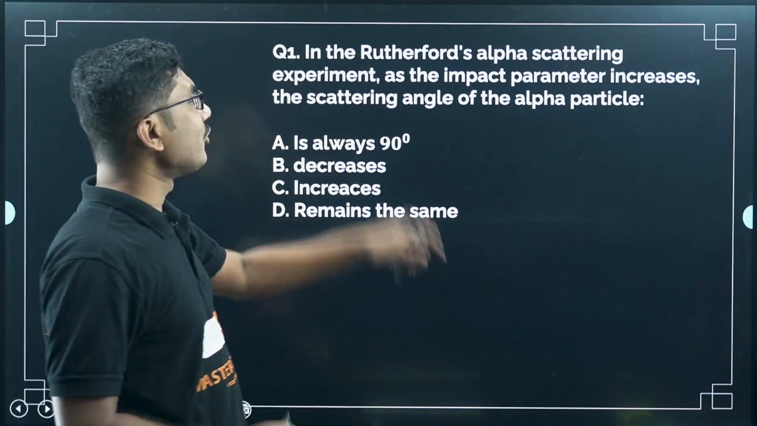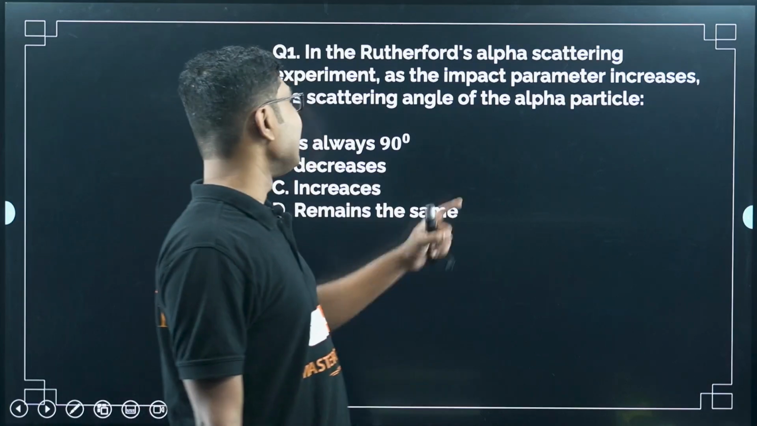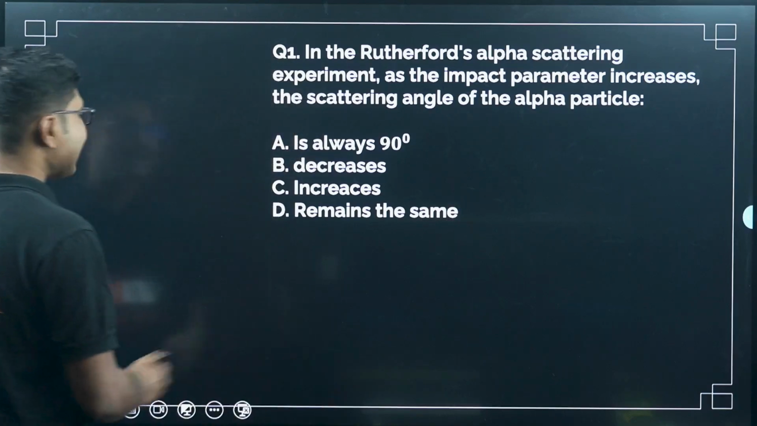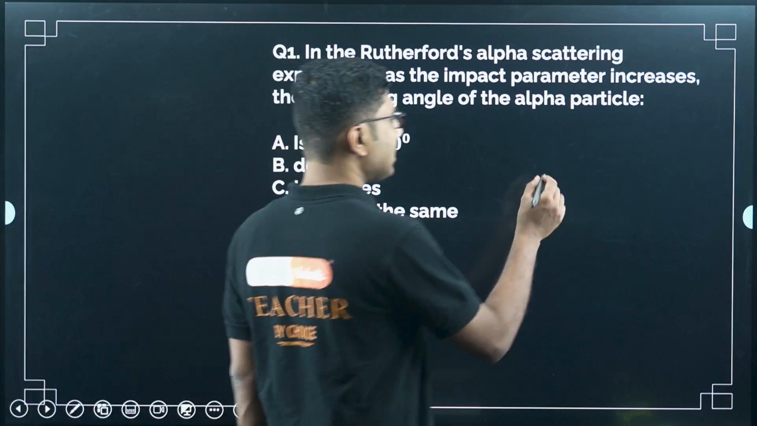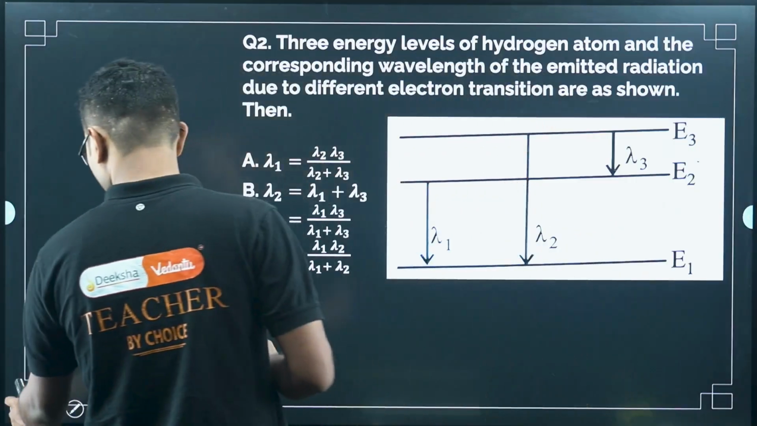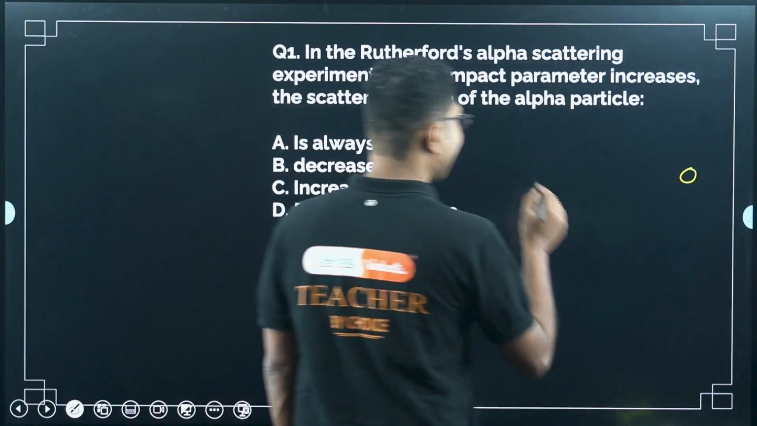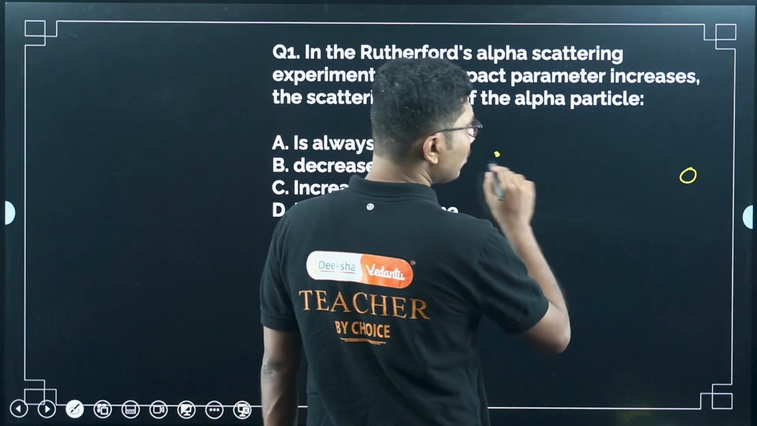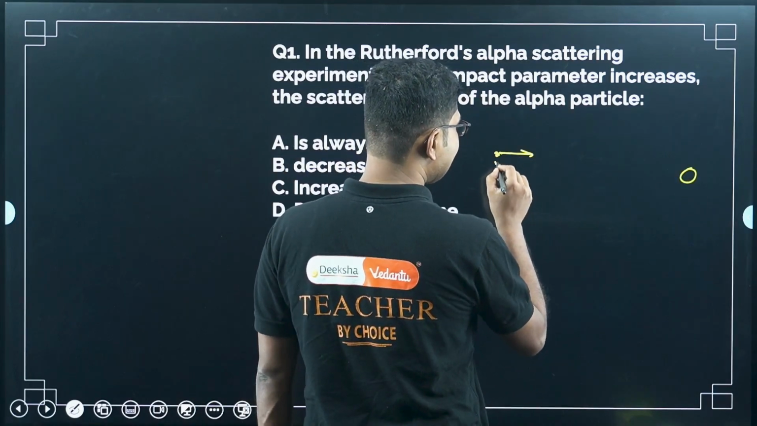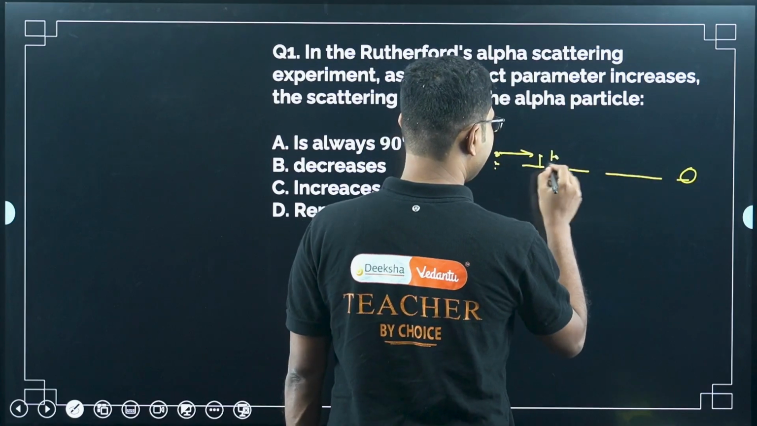So in the Rutherford's alpha particle scattering experiment, as the impact parameter increases, the scattering angle of the alpha particle. So we know what is impact parameter. Let us discuss that first. So we have a gold nucleus here, and one alpha particle moving towards the gold nucleus. The distance between this and this is called the impact parameter. We term it as b.